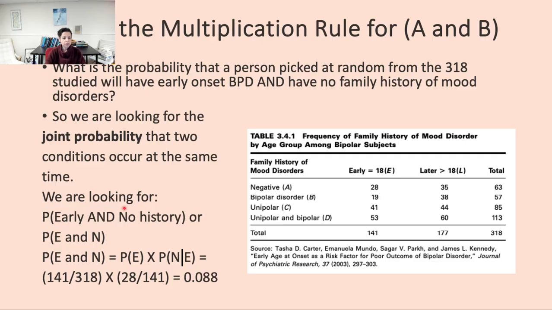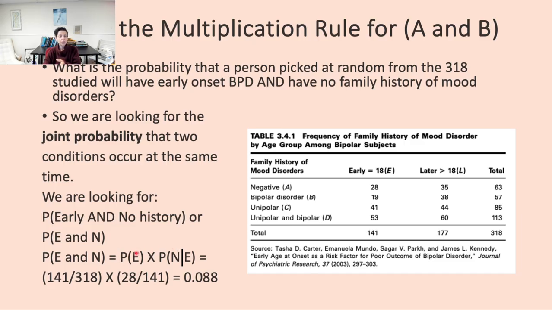So we are looking for P of early and no history, or P of E and N, which is going to be equal to the probability of early onset times the probability of no family history when someone has early onset. So again, remember, early onset is your starting condition. And of those people, we want to know who has no family history. So let's put numbers in here.